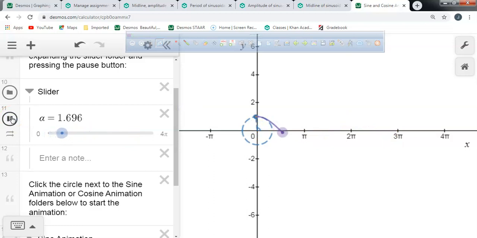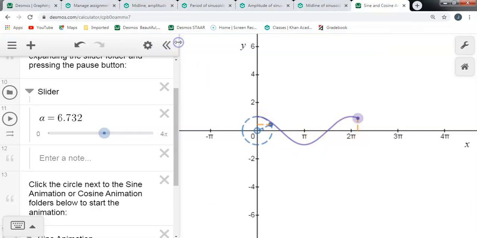It goes to 90 degrees, also known as pi over 2, then pi, then 3 pi over 2, and all the way back to 2 pi. And boom, you're done with one cycle right there. That's the period. Notice the period is 2 pi, except it starts at 1.